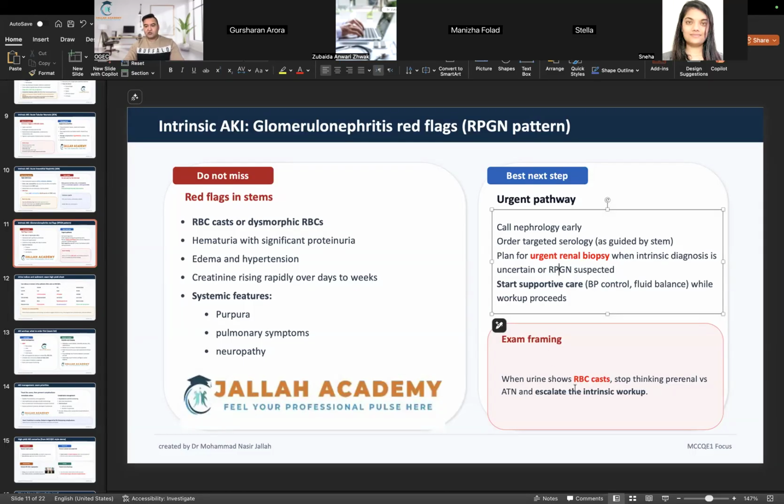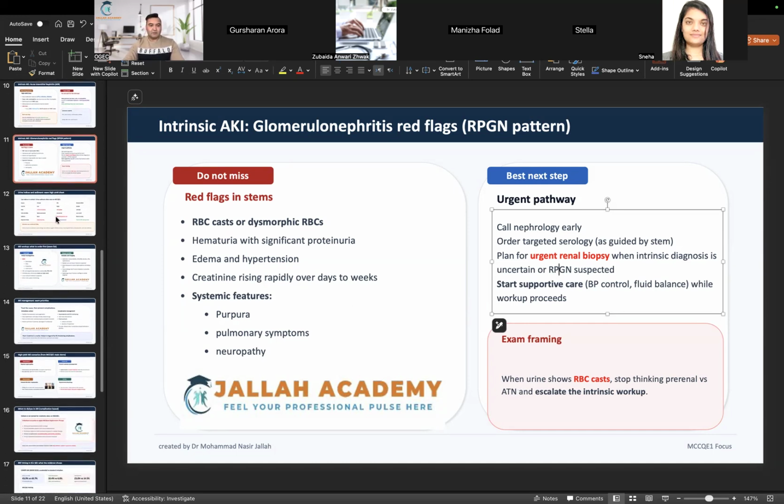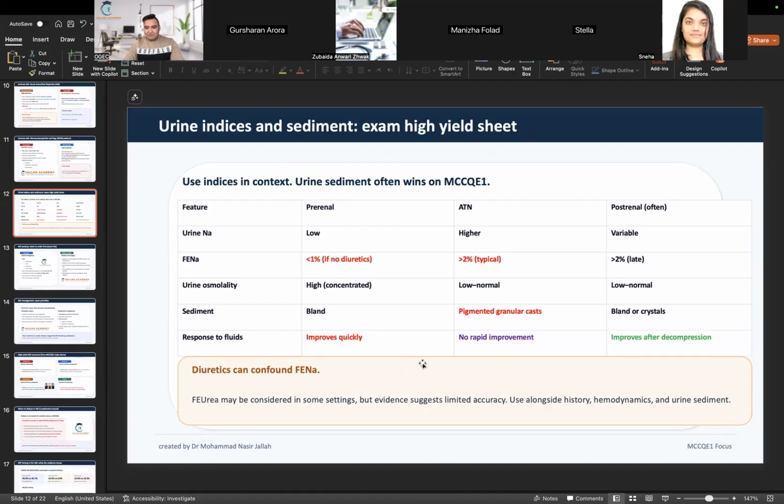So urine shows RBC cast. Stop thinking prerenal versus acute tubular necrosis and escalate the intrinsic workup. This is something that you need to know. You have to memorize it. You have no other choice. But out of all this chart, the one that I colored is most important. For example, for the prerenal, the FENa will be less than 1. But for the acute tubular necrosis, it will be 2, and for post as well.